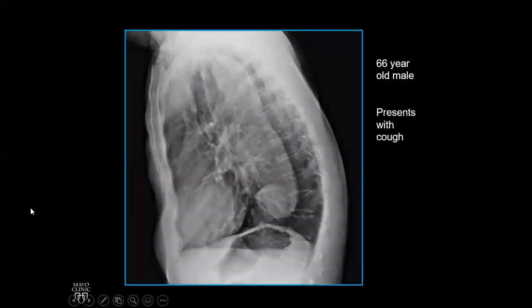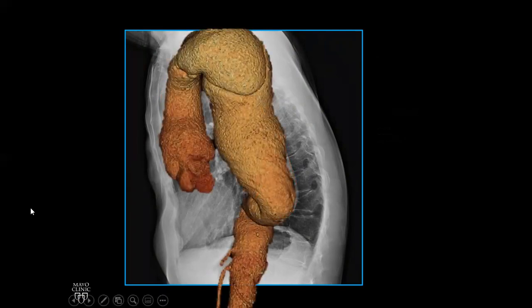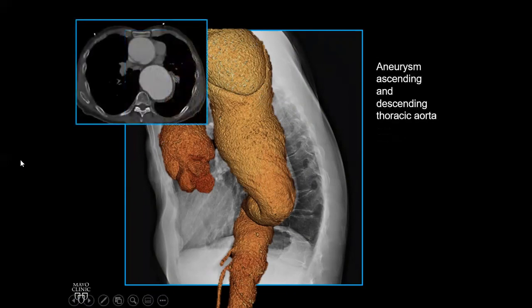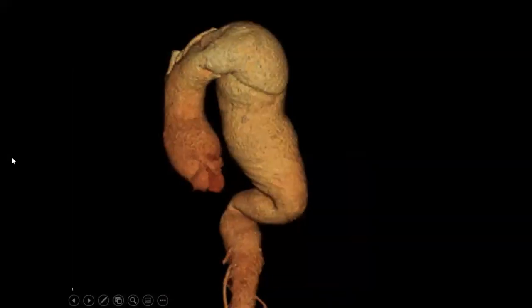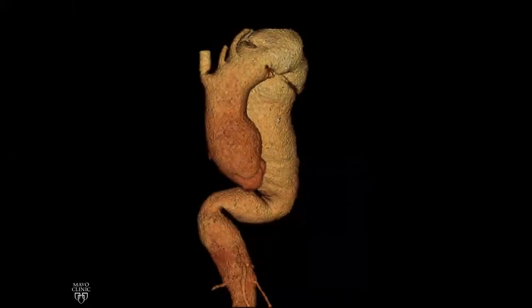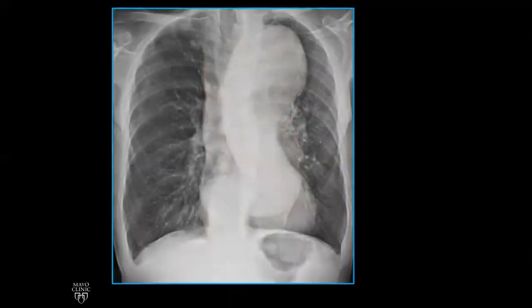66-year-old male. He presents with a cough. All of that is gigantic. That's a gigantic thoracic aorta. There's a big aneurysm, mostly of the descending thoracic aorta. Aneurysm of the ascending and descending thoracic aorta. Here's an axial slice CT scan. There's the ascending aorta. There's the descending thoracic aorta. We rotate around to the front. You can see the whole bulgy contour of the thoracic aorta.